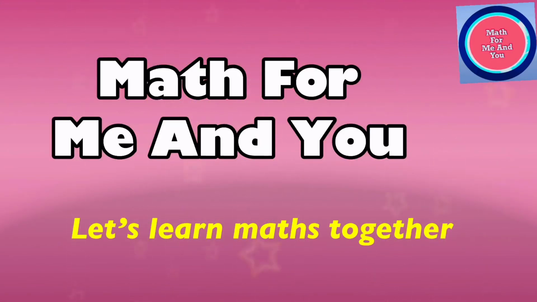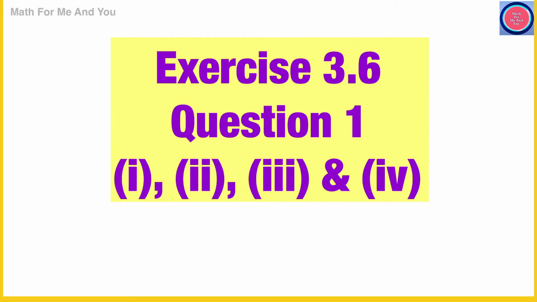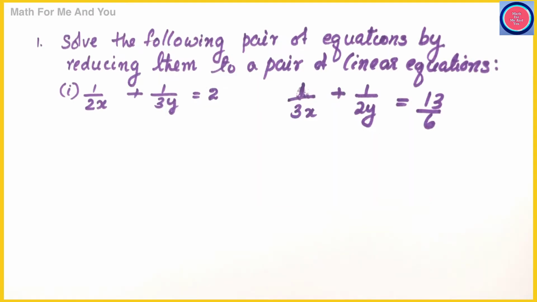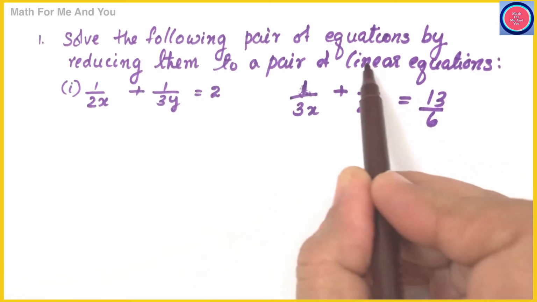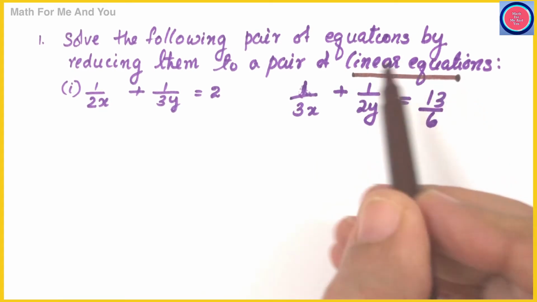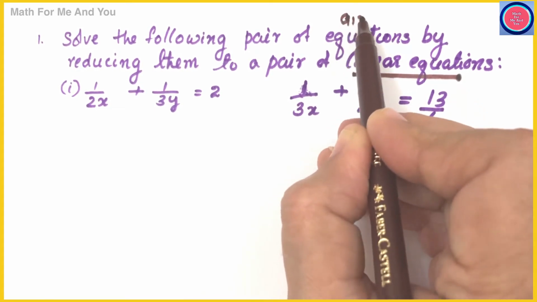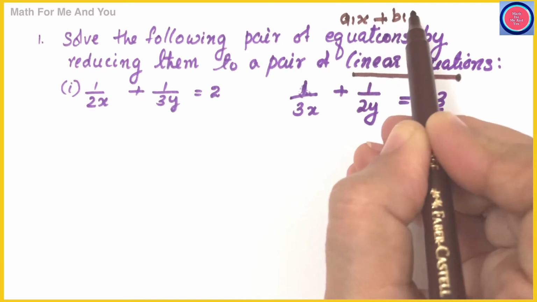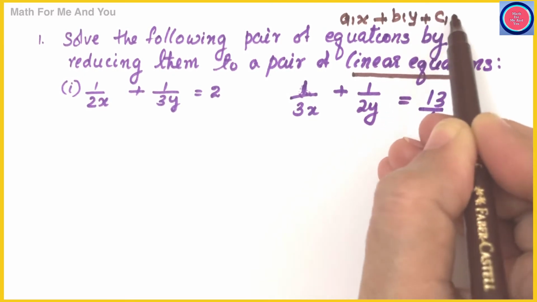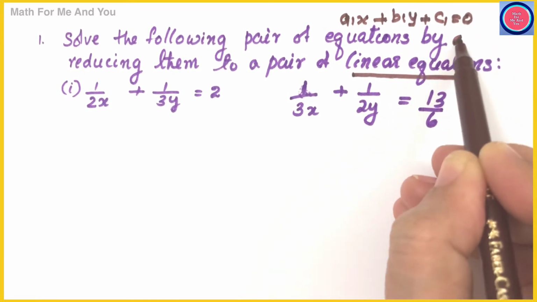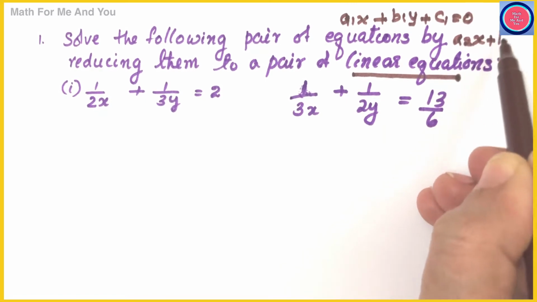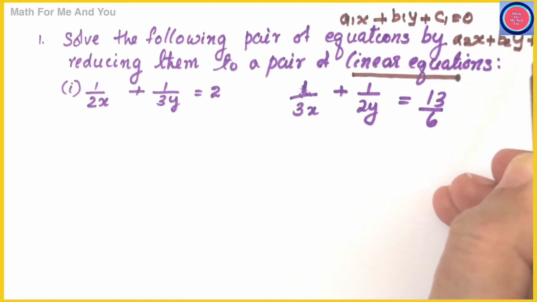Let's learn maths together. Hello dear ones, here we are discussing exercise 3.6 question number 1, sub questions 1 to 4. The question is: solve the following pair of equations by reducing them to a pair of linear equations. What are linear equations? Equations of the form a1x plus b1y plus c1 is equal to 0, or we can write the constant on the right side as equal to c1, and a2x plus b2y plus c2 equals 0.